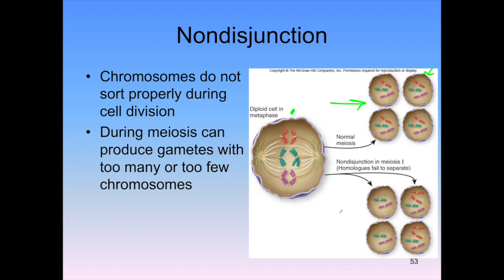But in nondisjunction, the red ones here didn't separate properly, either at the centromere or during some form of cell division. So this gamete is missing one. So any of the offspring from this one would be monosomy, right? And this one has an extra. So any of the offspring from this gamete would be trisomy.